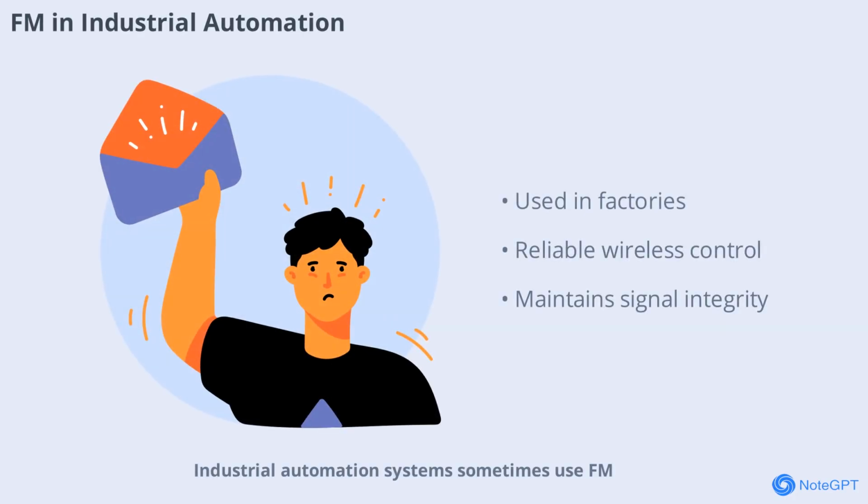Industrial automation systems sometimes use FM for wireless control and monitoring of machinery. FM's ability to maintain signal integrity in the presence of electrical noise makes it ideal for factory environments, where reliable communication is essential for safety and efficiency.